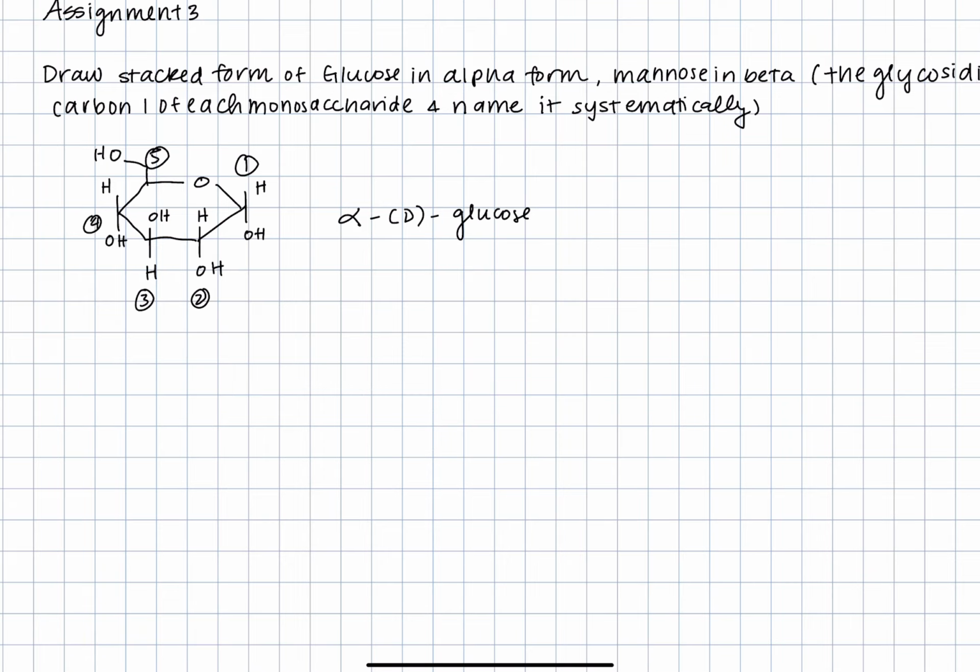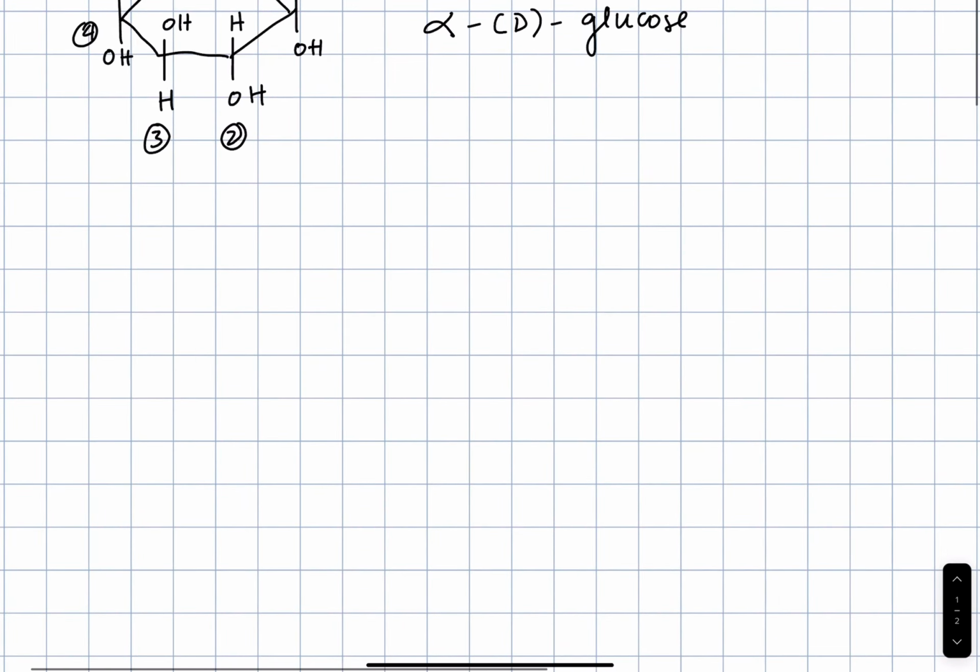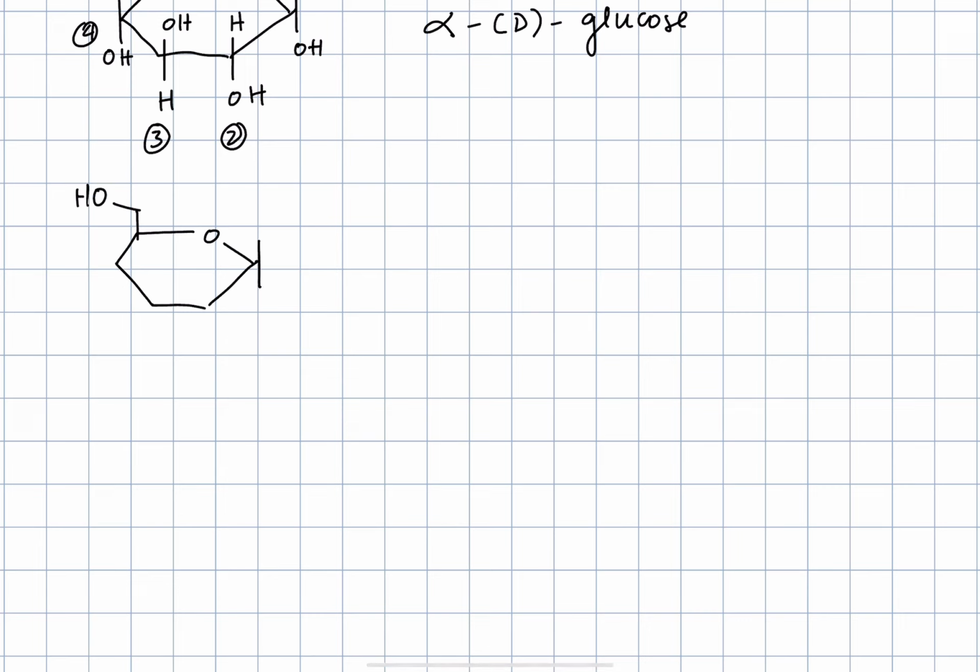We also know that this is the mannose structure, which I will also draw in a second. The only difference for this one is that the mannose is in beta. So that means that on carbon 1, the OH group is going to be axial up. So that's the only difference. Okay, and this is mannose.